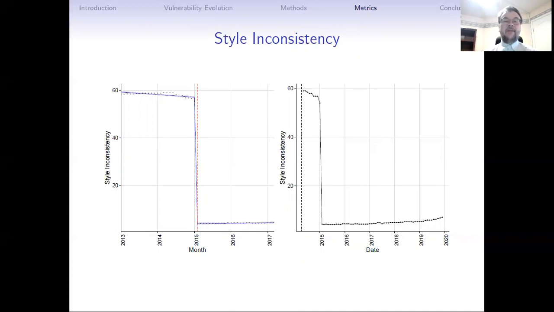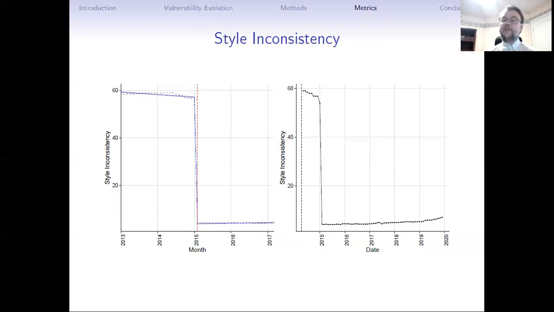And a number of 60 is actually quite high. I examined a variety of open source projects, and a lot of them average below 10. But we see they did a tremendous improvement. It dropped from about 60 to about 4 in February 2015.